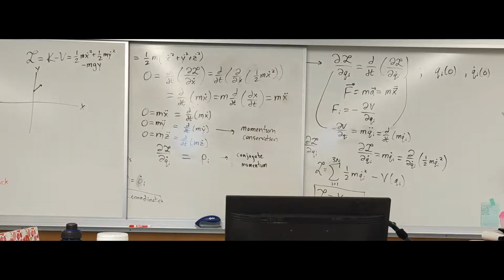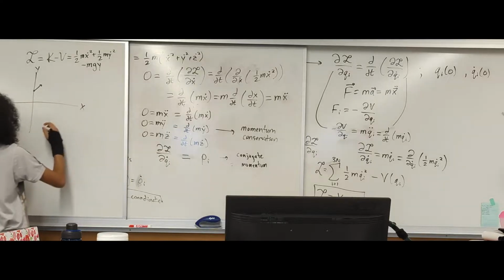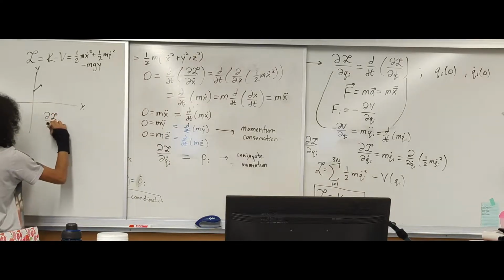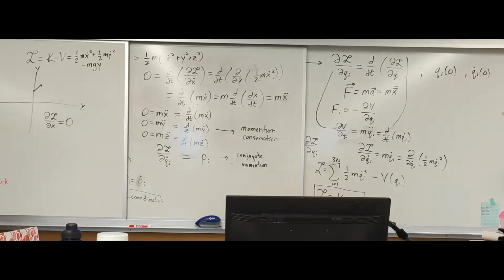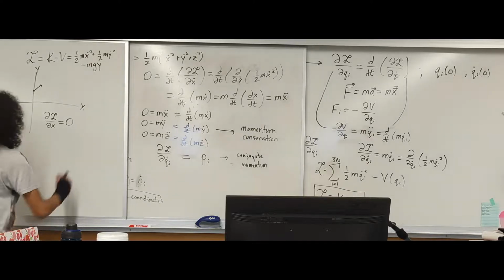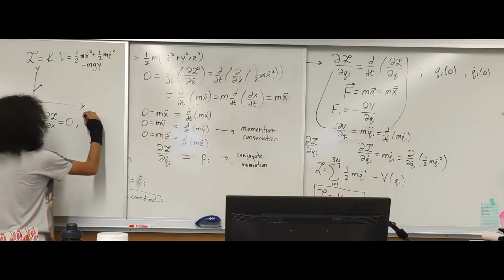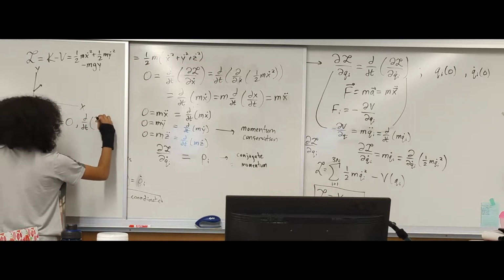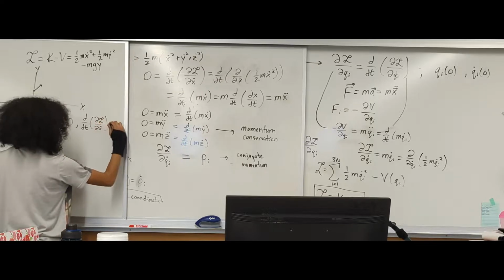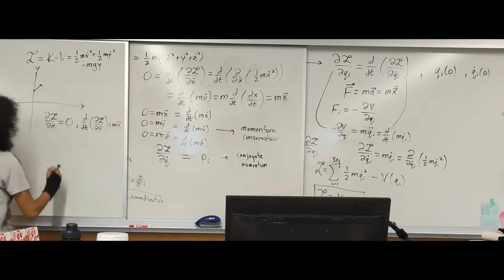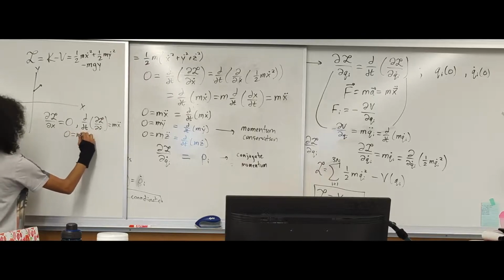Okay. So, do you want to start with x or y? Well, x seems to be easier. Yeah. So, for the x equation, what should we start with? dL/dx is 0. All right. So, let me write this here. Awesome. And then dL/dx dot is m x dot, and then d/dt, that would be just m x double dot. Exactly. Okay, so what we get then is that 0 equals m x double dot.